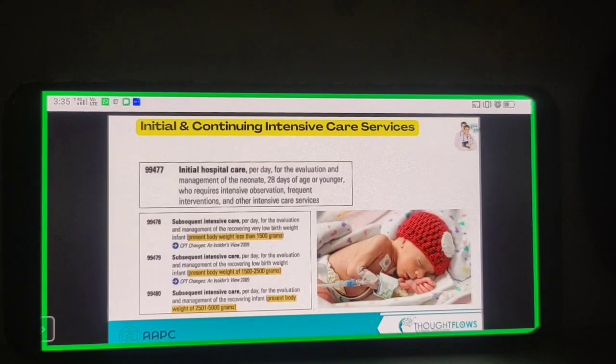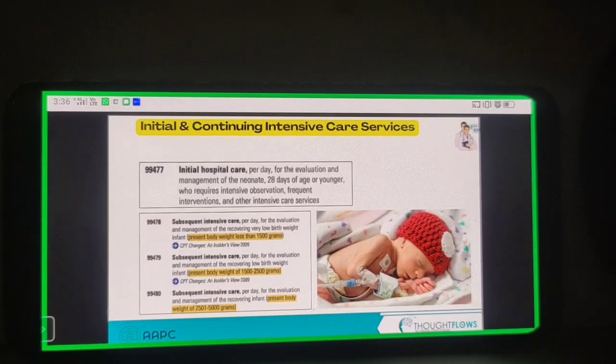Now, a newborn suffering from jaundice. In this case, is the baby admitted into intensive care or critical care? Intensive care, because newborn jaundice is not a critical condition. That's why the baby will be admitted into the intensive care unit.